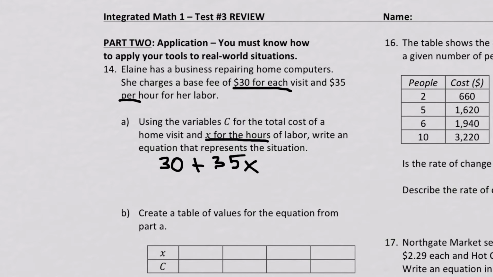And what is that total going to be? Well, the $30 of the initial visit plus the $35 per hour will equal the total cost, which is C. And you could write it, of course, the other way where C is on the left side. So it'll be C equals, we usually write the X term first and then the constant, 35X plus 30.